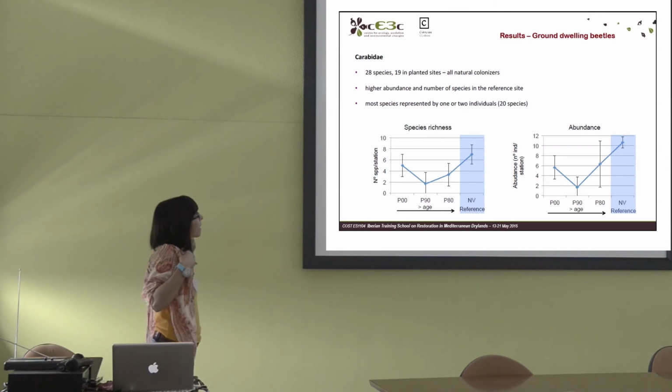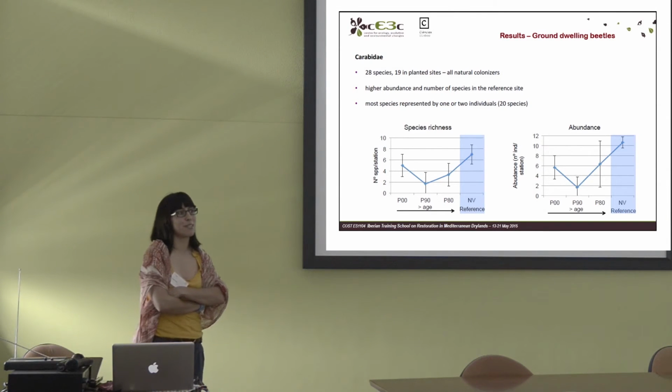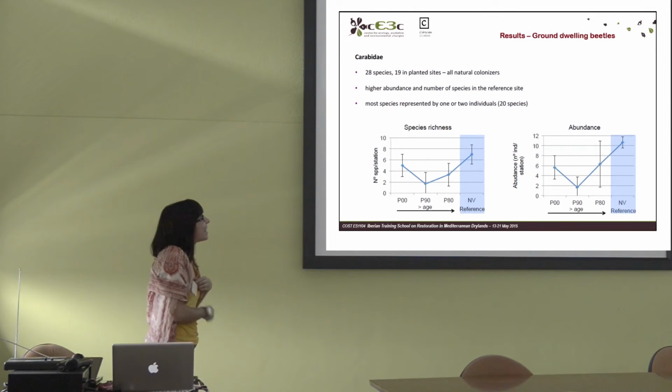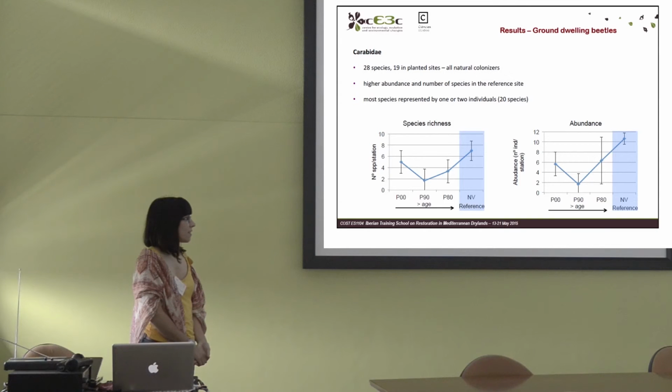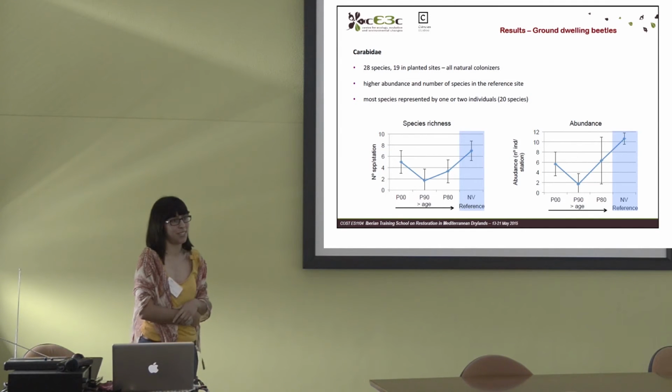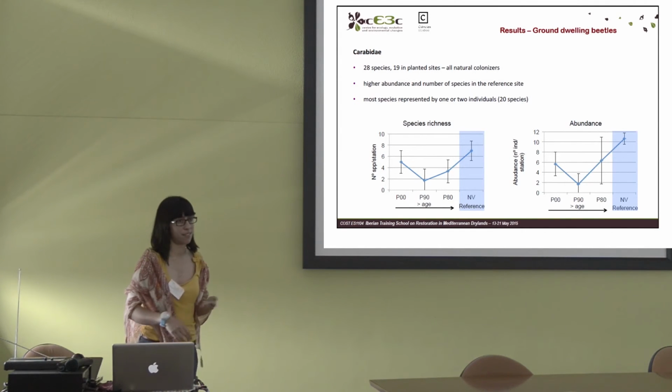Then we had one expert in the Carabidae family, so these were identified to species level. We found 28 species, 19 in planted sites. We had higher abundance of all species in the reference sites, and most species were represented by 1 or 2 individuals, which was a problem because we can't say if they are there because they want to be there or they just got there by chance.